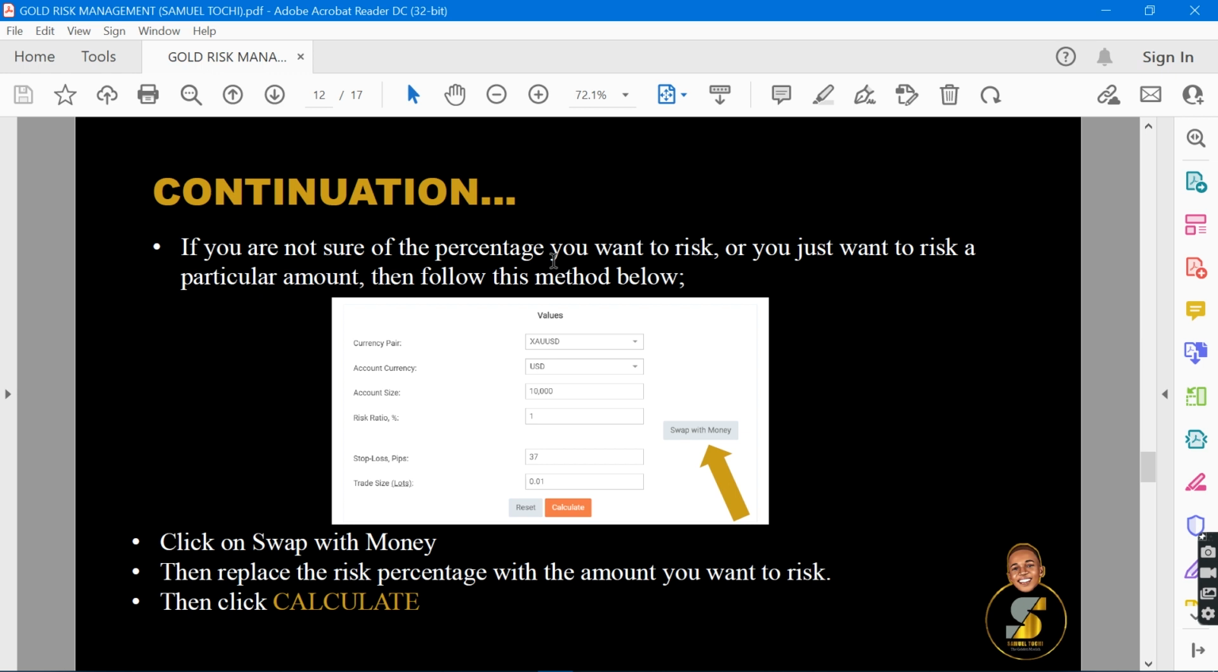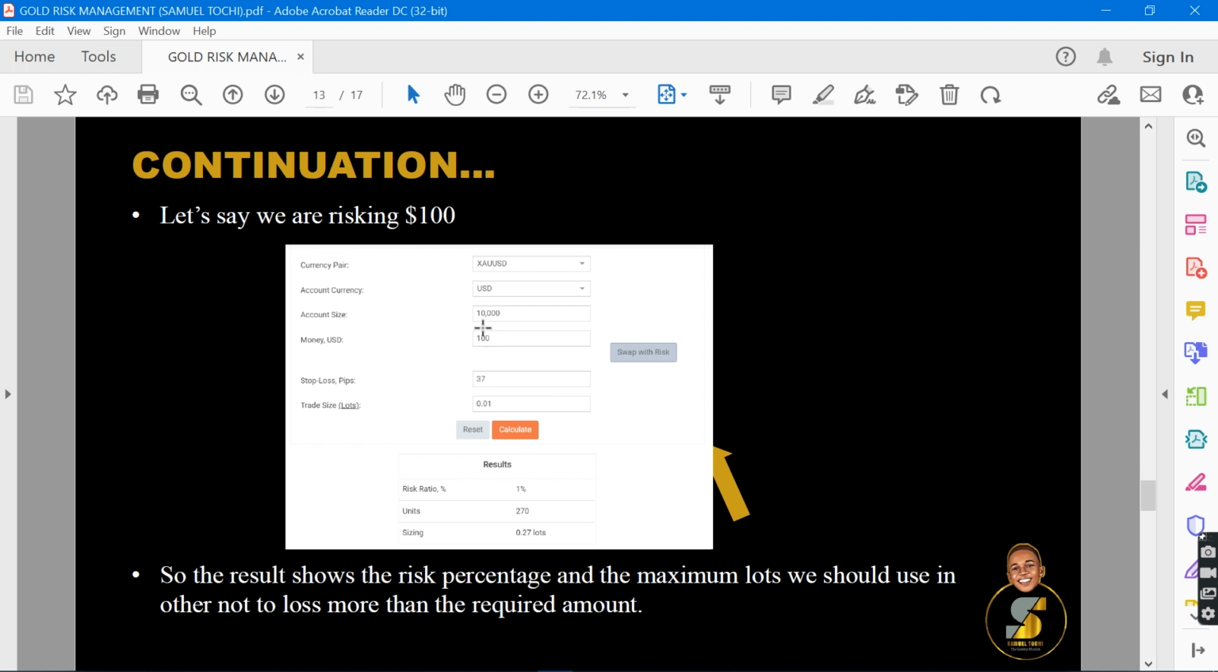Okay. So now, if you are not sure of the percentage you want to risk, or you just want to risk a particular amount, then follow this other method. At this place of risk ratio percent that we put on, click on this swap with money. Okay, so you now replace the percentage with the amount you are ready to risk. Let's say I want to risk $100, but I don't know what it is in percentage, right? So now I'll put $100 instead. So you see I've changed it to $100. Now still the same thing, 37 pips, 0.01 trade lot. So you click calculate. Now it shows you the risk percentage of this $100, which is 1%. So still the same thing, 0.27 lots.